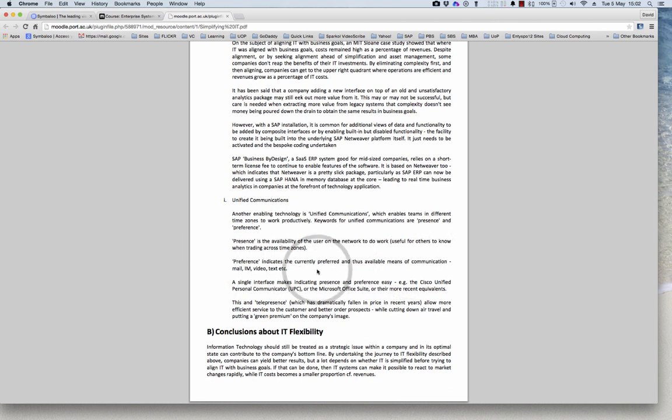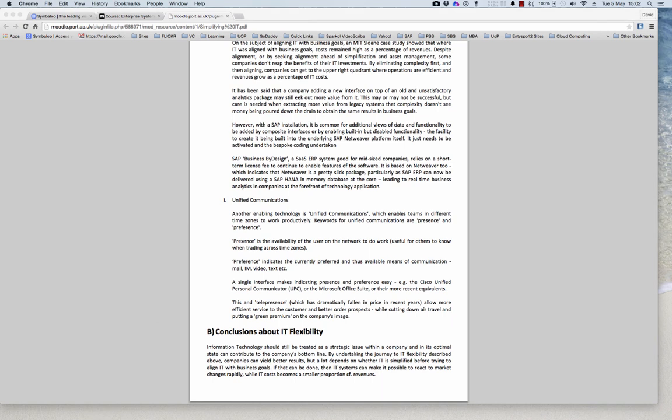Unified communications, obviously showing people's presence and preference on the network. Presence: are they available to do work across time zones, which makes it easy to communicate with them at a particular time globally. And preference: what's their preferred method of communication at that moment? So they might be on the road, in which case they'll be on a mobile, or they might be in the office, or they might redirect to their office. That's preference. So unified communications allows that.